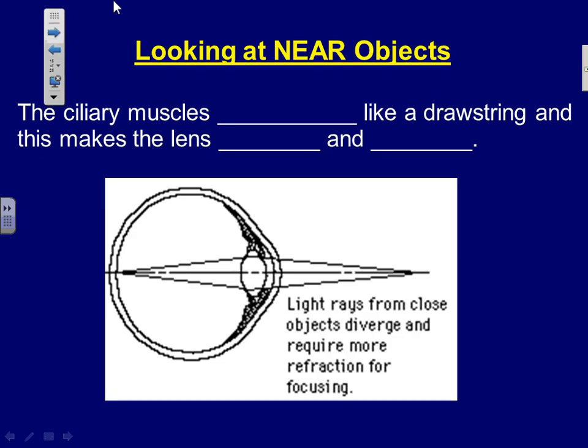All right. Looking at near objects. So here's an object that is close. Its light is bending away. It's separating away from the object. We need really strong lenses to refocus them back on our eye. So the ciliary muscles pull like a drawstring. This makes the lens fat and strong. So those ciliary muscles pull like a drawstring, and they make the lens fat and strong.